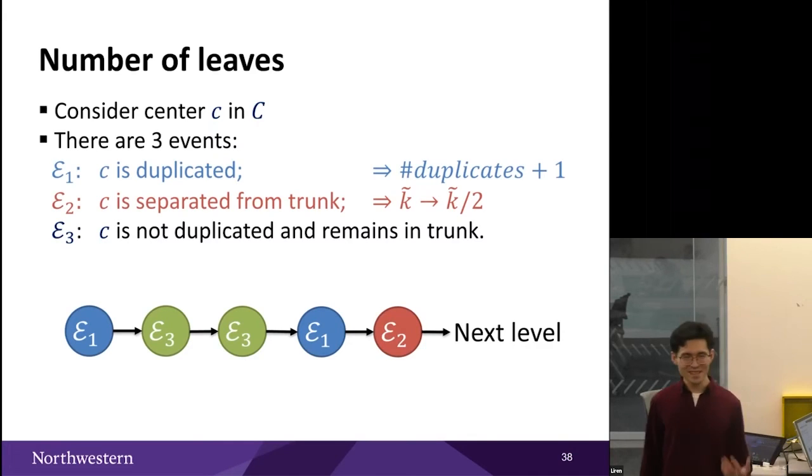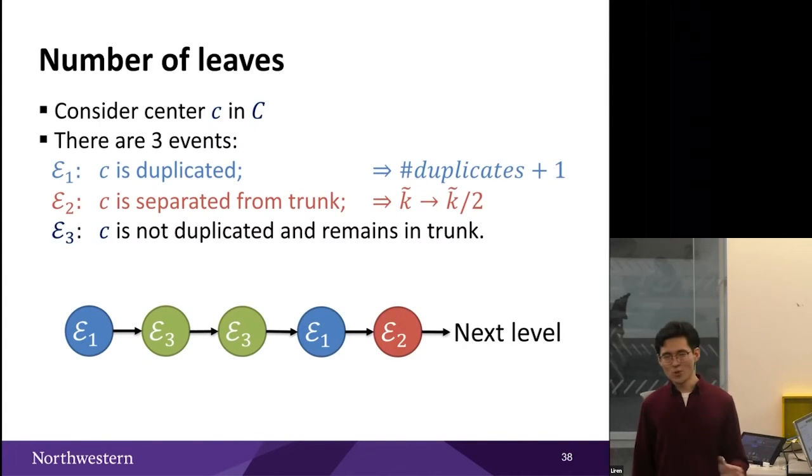And also in the second case, this C is separated from the trunk. Then we know that all leaves containing this center C have their centers shrink by half. So if we consider our algorithm in different levels, then if event 2 happens, we will go to the next level. So the total number of levels will be bounded by log k because we have totally k centers, and at each level, the number of centers will shrink by a factor of 2.